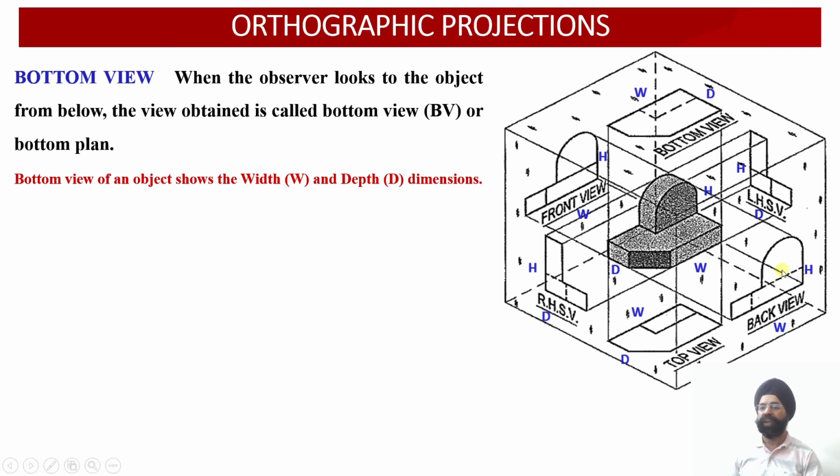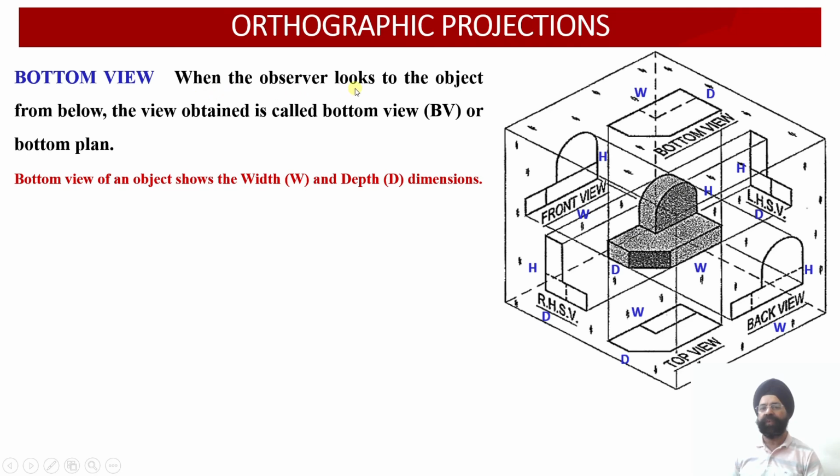So corresponding to these 2 faces of the glass box, 2 more views are available. Whenever you look at the object from the bottom, whatever view is obtained onto this top surface, please check, this is our top surface, this surface will carry a view which is called a bottom view.